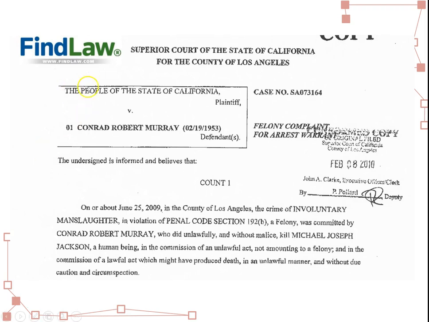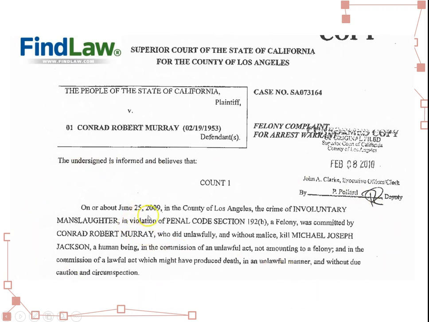And we won't spend a lot of time, but you can see Superior Court of the State for Los Angeles, people of the state of California, and the defendant is here, Conrad Murray. And it'll tell what kind it is. Here's the case number, and it's a felony complaint, and here's the date, and the count is here. So here's what he was being charged with.